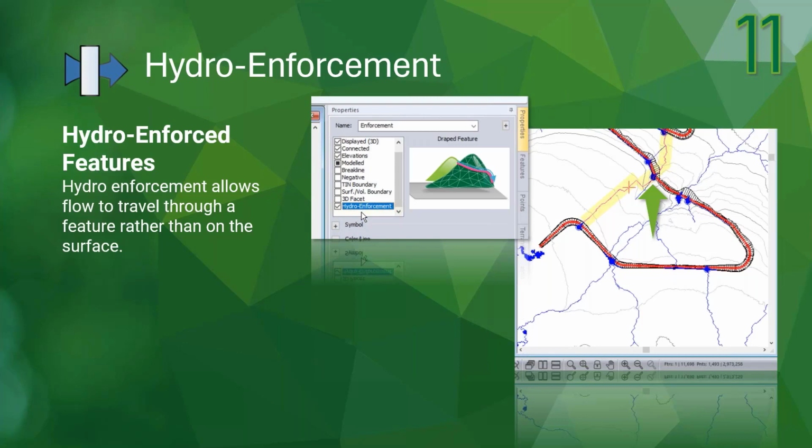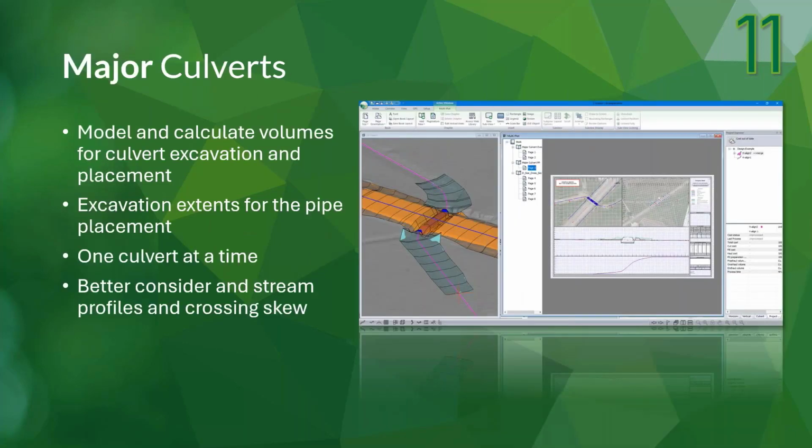And a big part of our example in that second half is going to talk about culverts and hydro enforcement. So speaking of culverts, there are 2 types of culverts that we tackle inside of RoadEng. One of those types is major culverts. This is where we are modeling and calculating volumes for culvert excavation and placement, and we're doing this for a single culvert at a time because it is a much more extensive project.